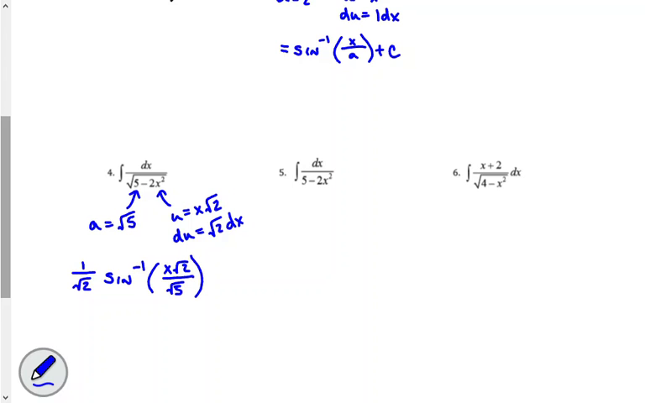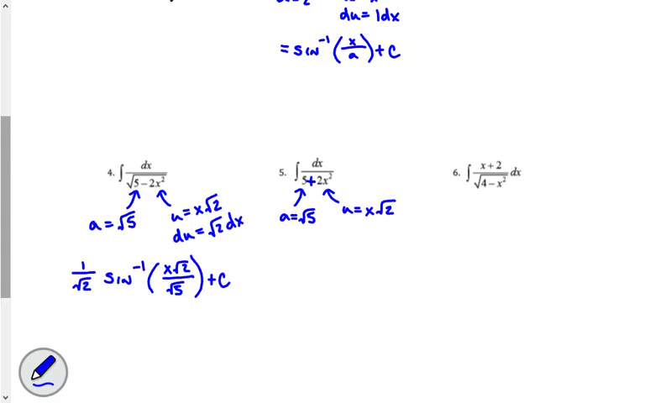Okay. 5. Make this a plus, please. Yes, thank you. So for 5, change that to a plus really quick for me. Let's do u and a. A is root 5. U is x. Why is it root 5?